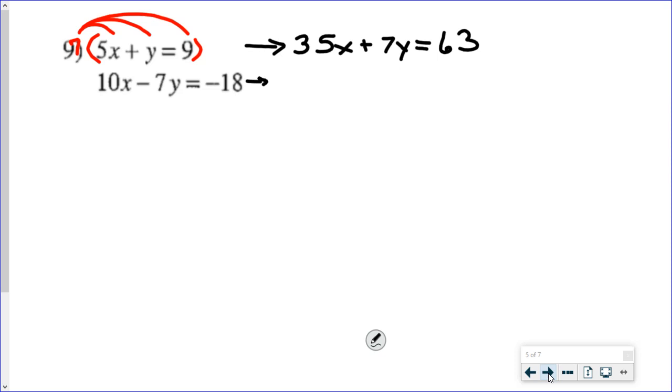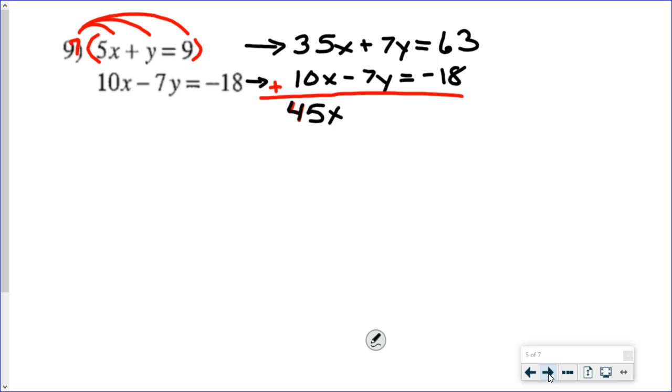Okay, then I'm just going to rewrite this. And now I'm going to see, do I have something to eliminate? Yes. I like to use my different colors: 45x. Do you see the 7s eliminate? And 63 plus a -18 is 45. Oh, that ends up so nice. So I get x equaling 1.